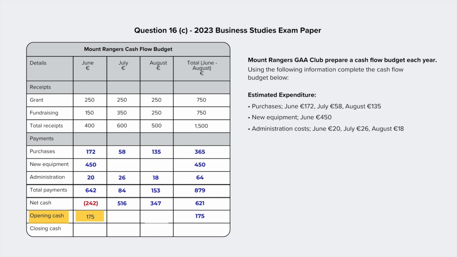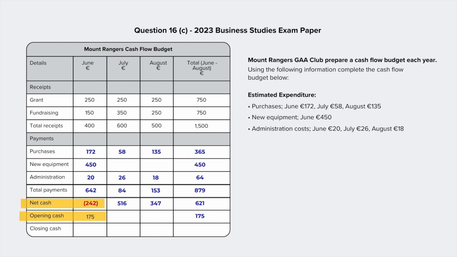We were given our opening cash balance of €175. So what you can do here is put this €175 into the total column at this point. We're doing this because this is a cash flow budget which plans into the future, and at the time we created this budget we were starting with €175. Closing cash is what's left in the business.